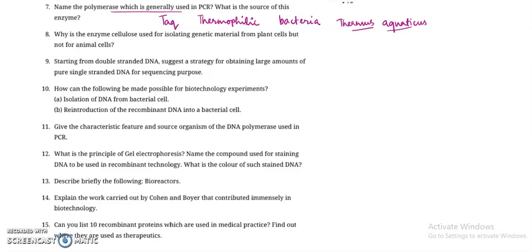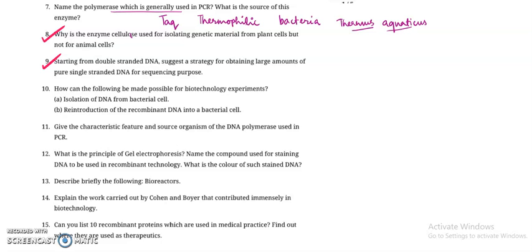Next question, why is the enzyme cellulase used for isolating genetic material from the plant cells but not from the animal cells? Very easy question. Because only the plant cell contains a cell wall that is made up of cellulose, but animal cells do not contain any cell wall. And the cellulase enzyme basically acts upon the cellulose which is missing in the animal cell. So whenever we want to extract DNA from the plant cell, cellulase has to be used, which will break the cell wall.